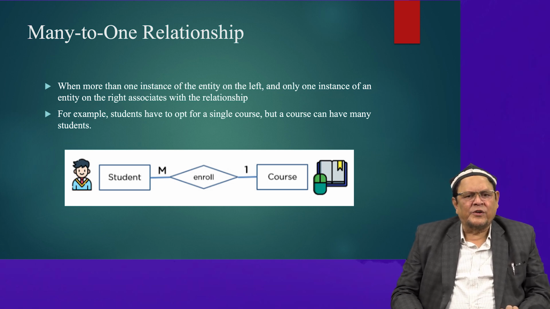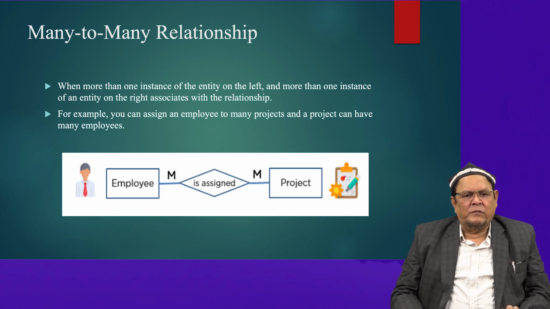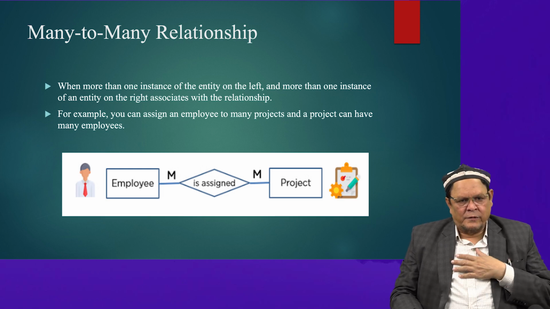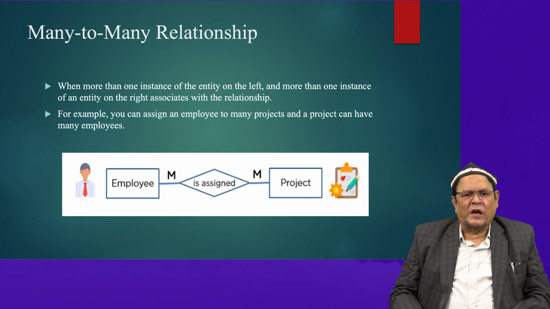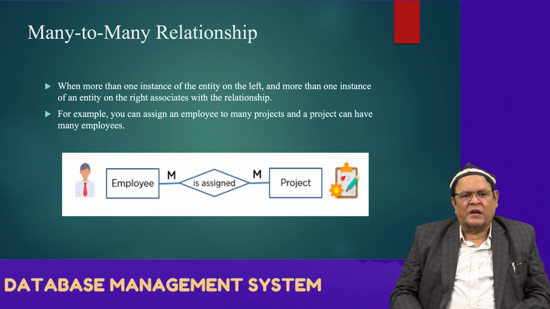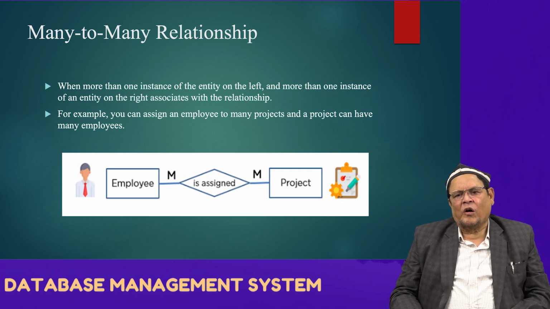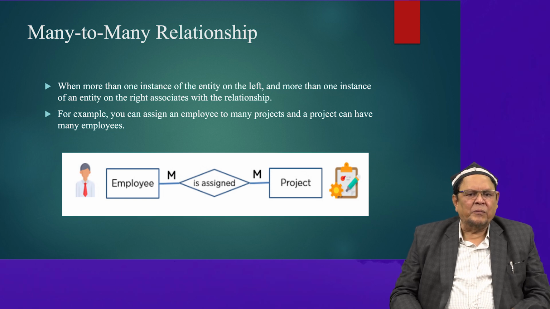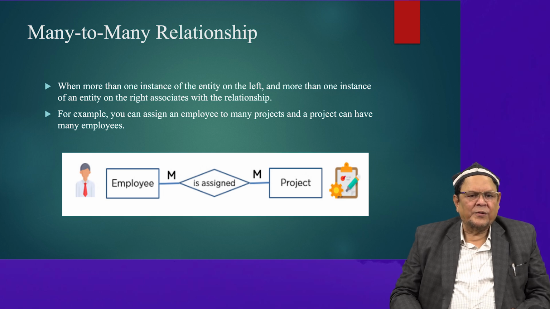Many-to-many relationship: when more than one instance of the entity on the left and more than one instance of the entity on the right are associated with the relationship. For example, you can assign an employee to many projects, and projects can have many employees.